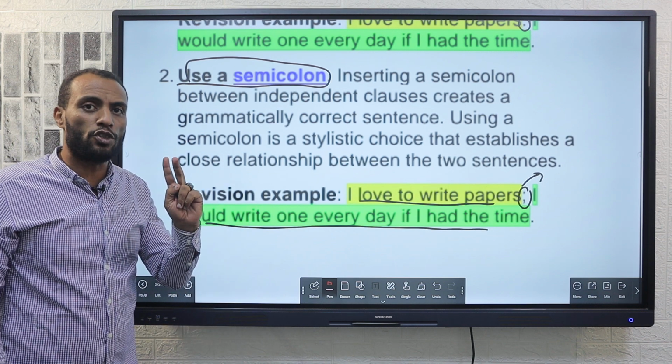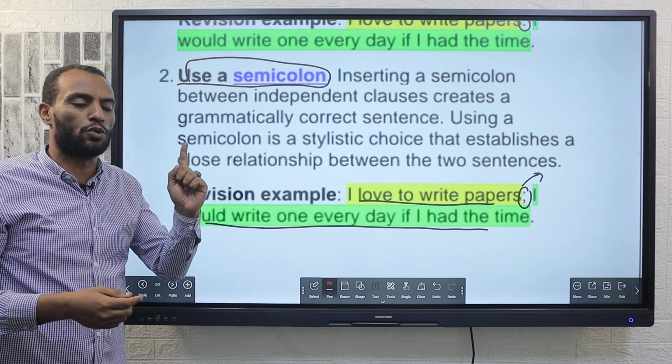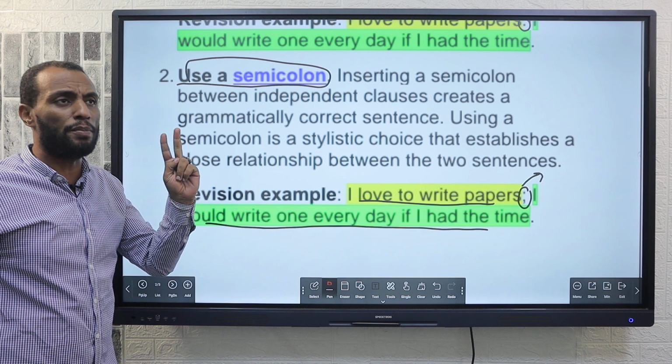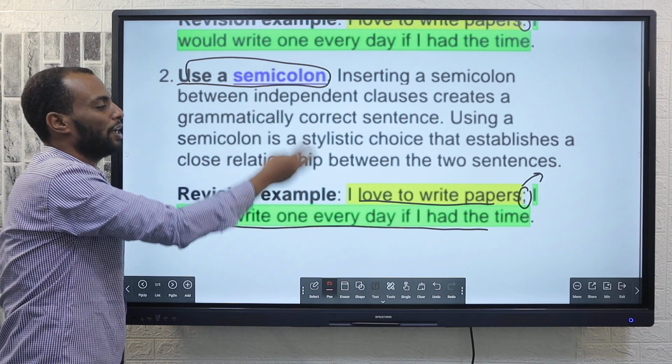So till now, two solutions, or two ways to fix the run-on sentence. The first one, to put what? Yes, to put a period. And then the second one, to put what? To insert a semicolon.